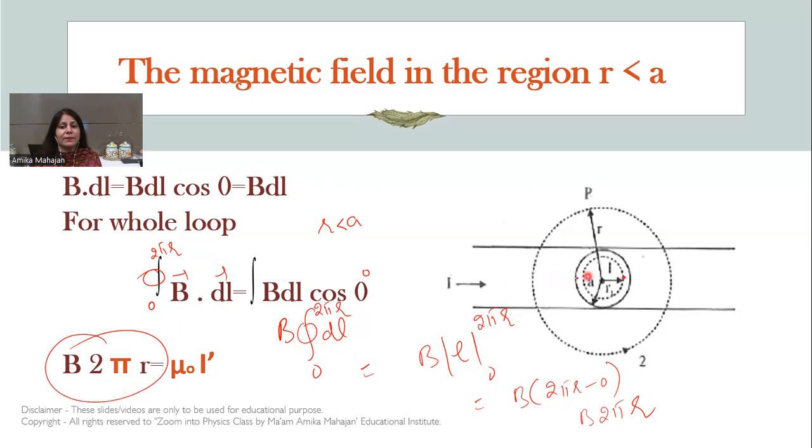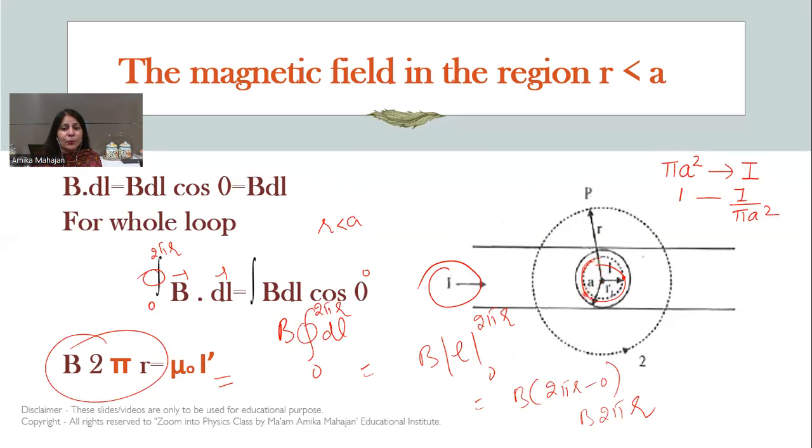But in this case, I is the total current, which is uniformly distributed over the wire. Now I have to consider the current threading through this loop. Let it be I dash. How can I calculate I dash? For the whole area of radius a, it will be pi a square. Current flowing through the wire was I, which was uniformly distributed throughout the wire. But for unit area of cross section, it will be I by pi a square.